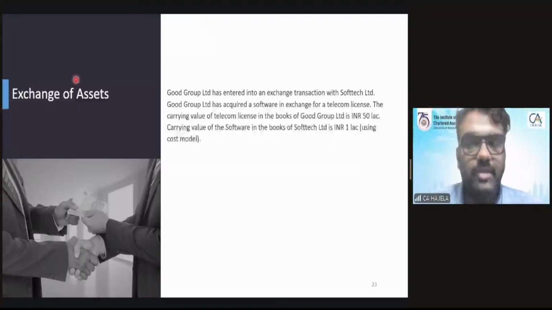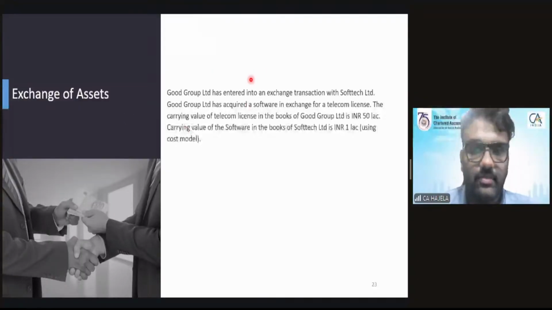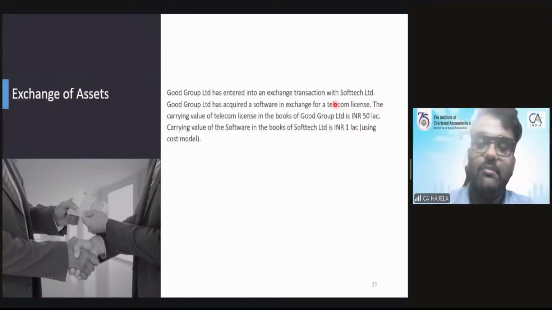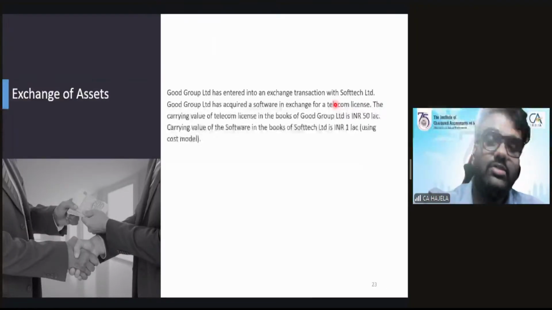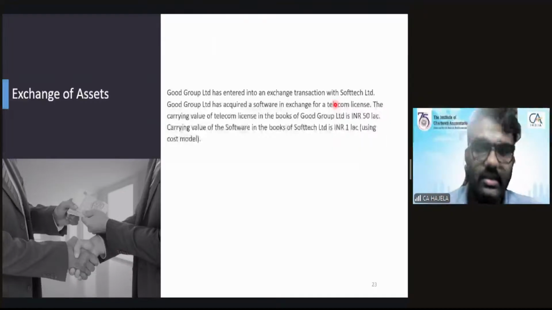So there's a good example on exchange of assets, barter. Now, Good Group Limited has entered into an exchange transaction with Softech Limited, and has acquired a software in exchange for a telecom license. So what happened? They are like, give me a software, I'll give you a telecom license, in barter or in return.